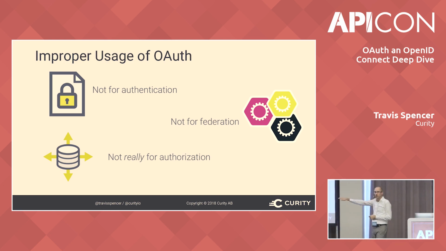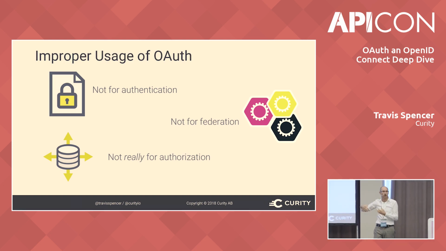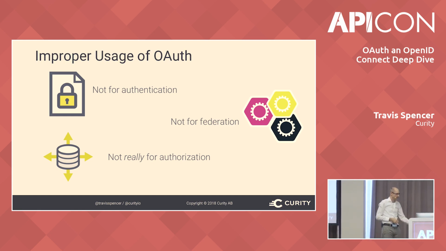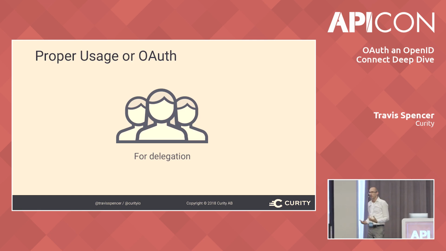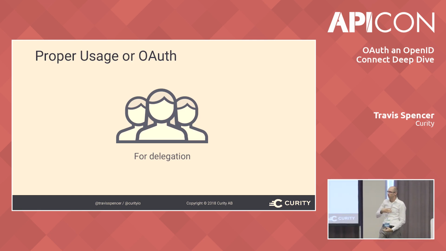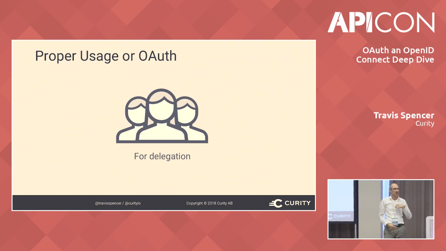And it's not really for authorization. So OAuth is not for authentication or authorization. What the hell is it for? It's for delegation. It's for delegating your rights to something else. It's for saying, I have the ability or the rights or the entitlements to do something, and I want someone else or something else to do them on my behalf.